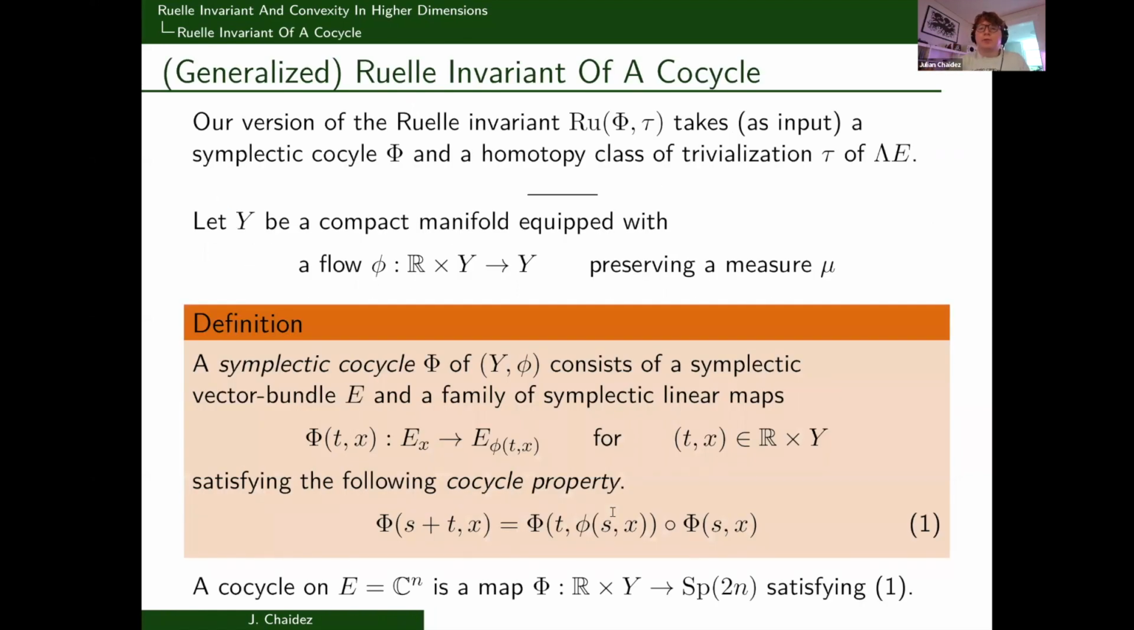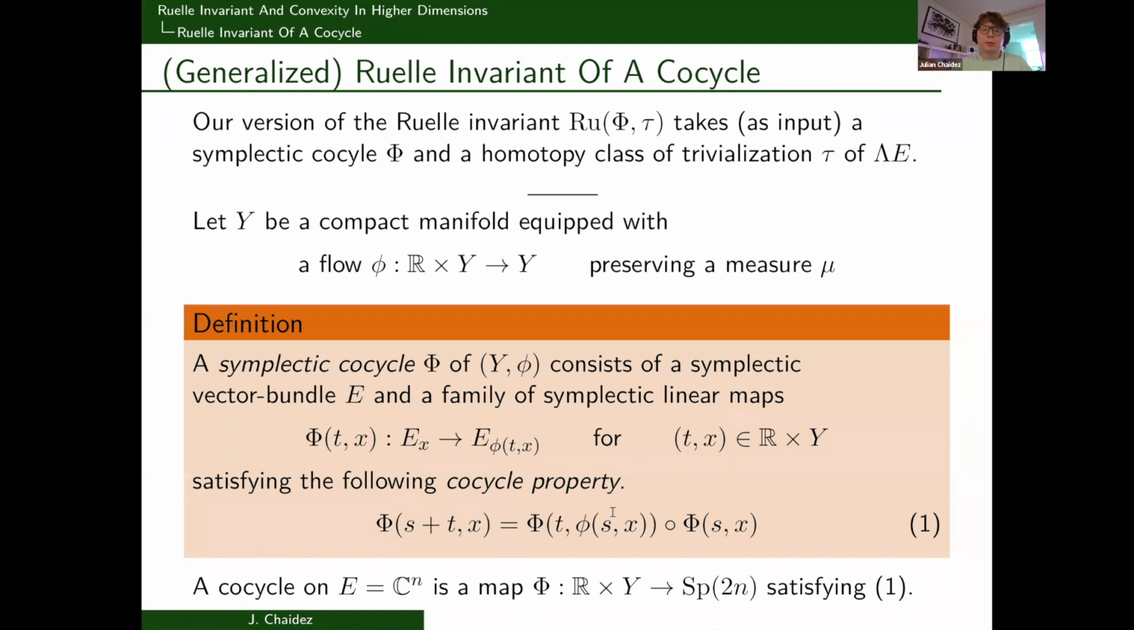Okay, so the first thing that I want to do is introduce this generalized Ruelle invariant. So what is the input of the generalized Ruelle invariant? What does it take as input data? So the 2 inputs are first a symplectic cocycle for a flow on some compact manifold equipped with some measure. And then the second piece of data is a homotopy class of trivialization of a certain determinant bundle associated to the bundle of the cocycle. So I'm going to explain what all these words mean right now, but this is the first pass.